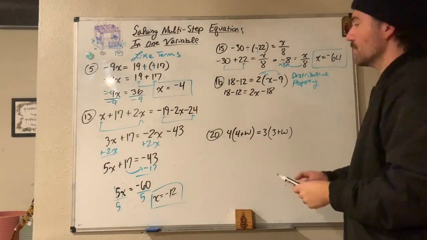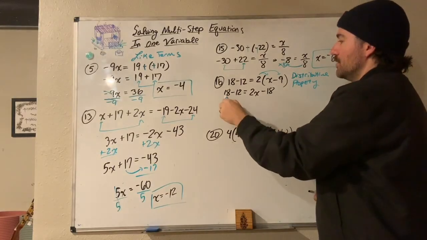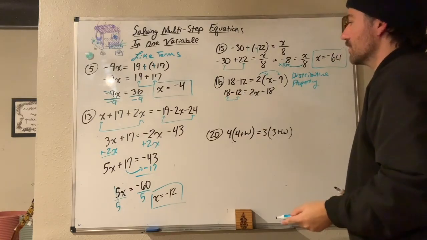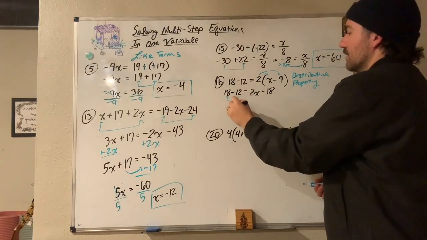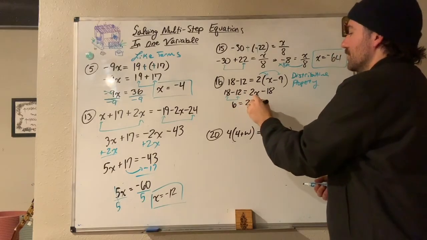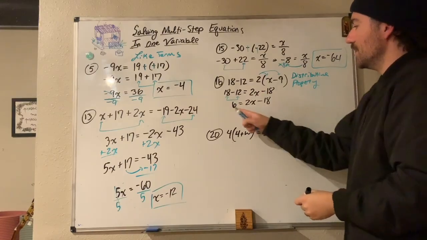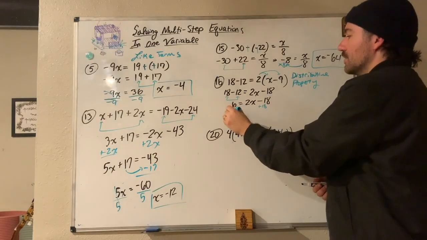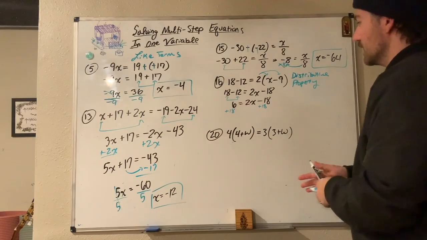Now we're kind of like where we were in a previous question. On the left side, we have two like terms we can combine. 18 minus 12. That looks like a positive 6. So 6 equals 2x minus 18. We can solve it on the right side. Let's add the 18 over. Plus 18. 18 plus 6. Looks like 24.